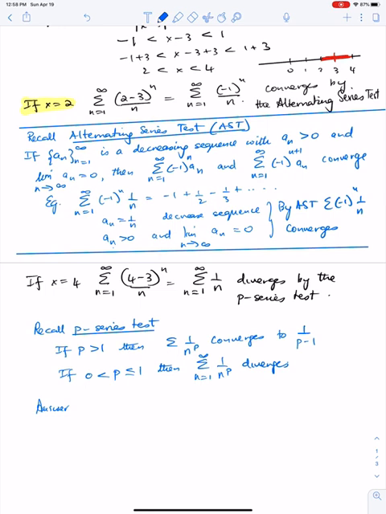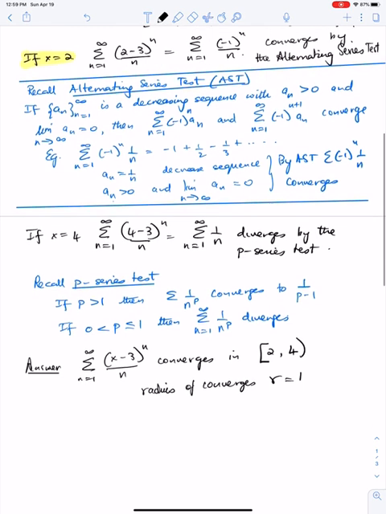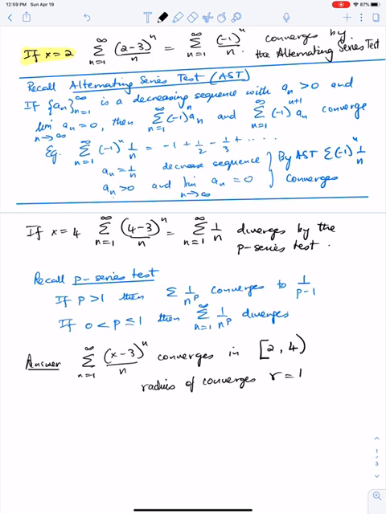Ready? So summation n equals 1 to infinity of (x minus 3)^n over n converges in the closed bracket 2 to open bracket 4, because it converges at 2 and diverges at 4, and the radius of convergence R equals 1. Okay, so there you have it.